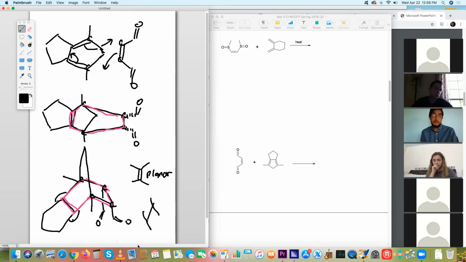So the difference is that one of them has a double bond, one of them is a single bond. So the things are going to be different attached to them.